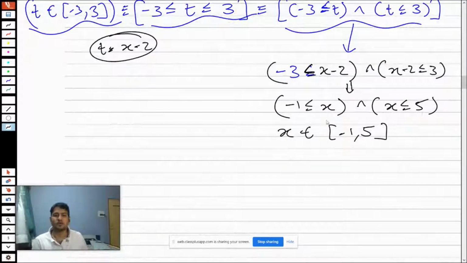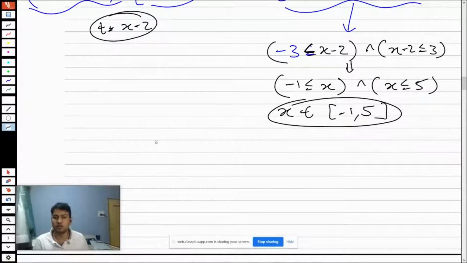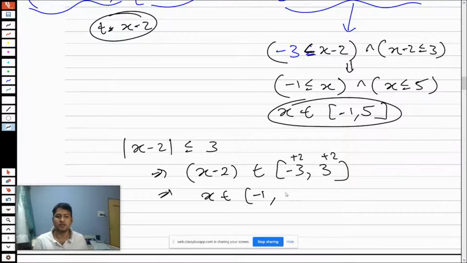Alright. So this is how you can do it. Now obviously, as you do more problems, you'll get faster with it. So if I ask you mod x minus 2 less than equal to 3, you'll basically just say x minus 2 belongs to minus 3 to 3, which implies that then just add 2 in each of these. So x belongs to this; minus 2 goes here, so you'll do plus 2 here and plus 2 here. So minus 1 to 5. So that's the shortcut to do it.